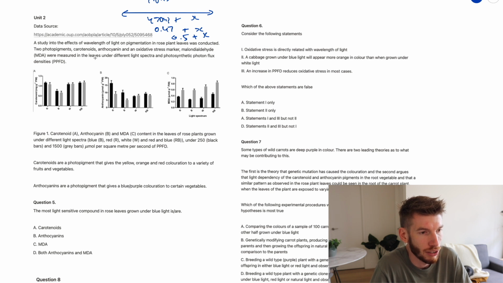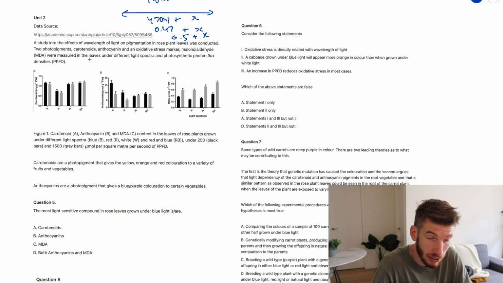2 photopigments, carotenoids and anthocyanin, and an oxidative stress marker, malondialdehyde, I hope I'm saying that right, MDA, were measured in the leaves under different light spectra and photosynthetic photon flux densities. That's a lot, right, to take on. So you are not expected to know about any of that stuff. This is just designed to confuse you, right?